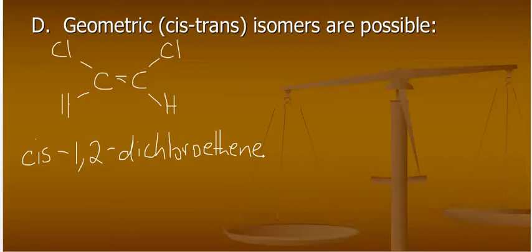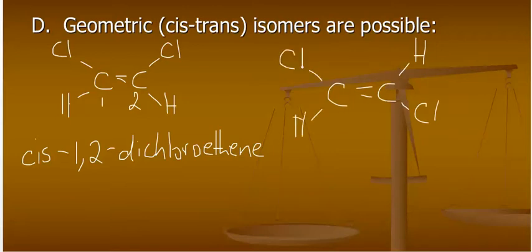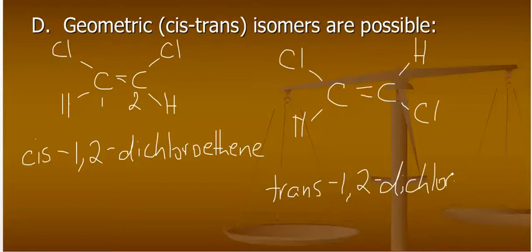I don't have to indicate where the double bond starts because there are only 2 carbons, so obviously the double bond starts on carbon 1. There's also a molecule that looks like this, where the chlorines are on opposite sides. It's going to be named exactly the same, except it's going to be trans 1, 2 dichloroethene. And again, this is because there's no free rotation around the double bond.